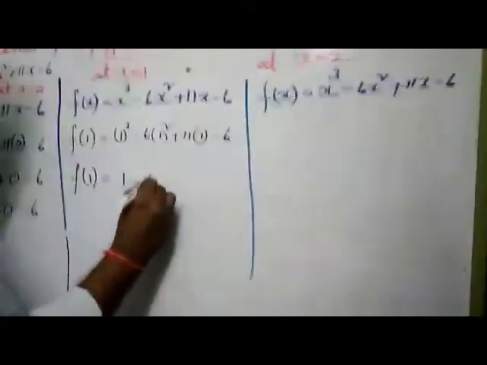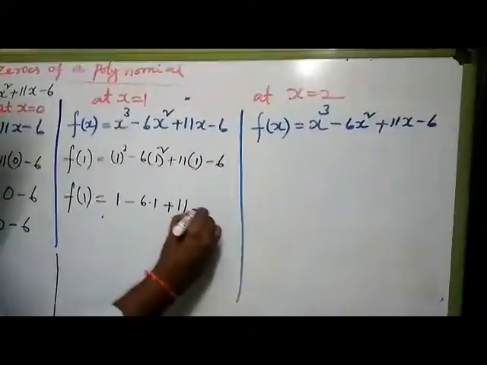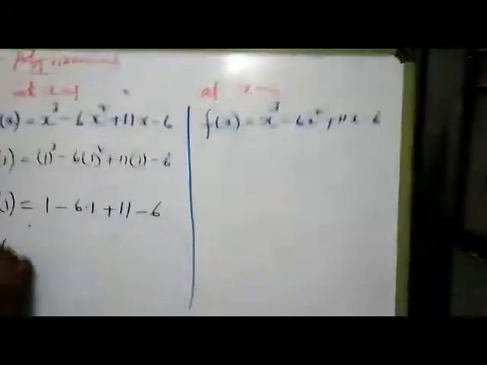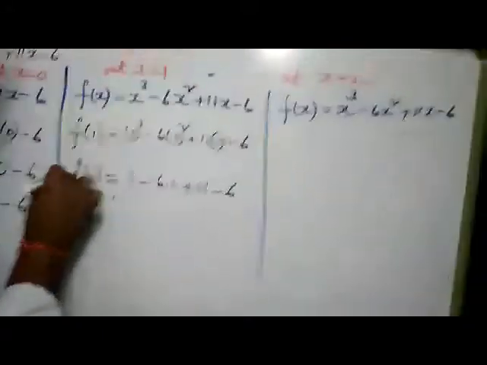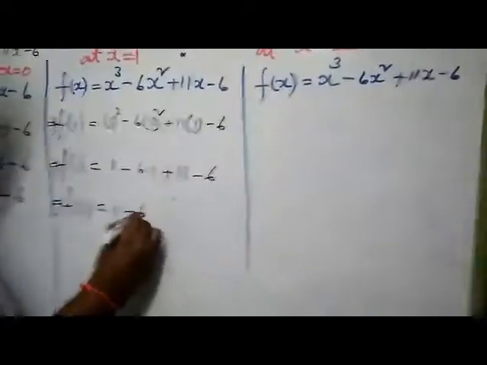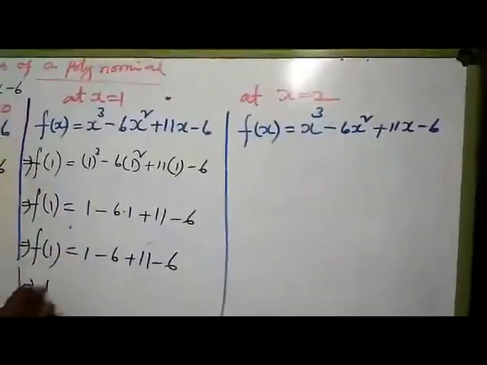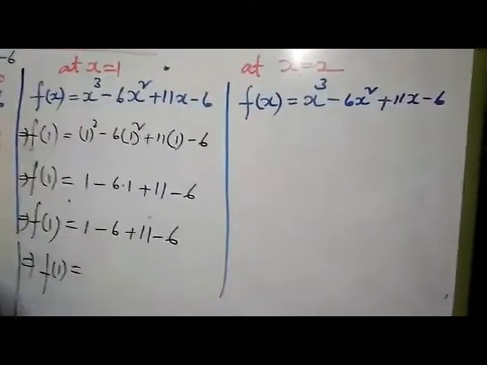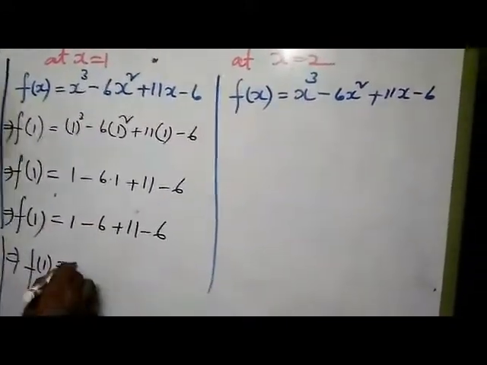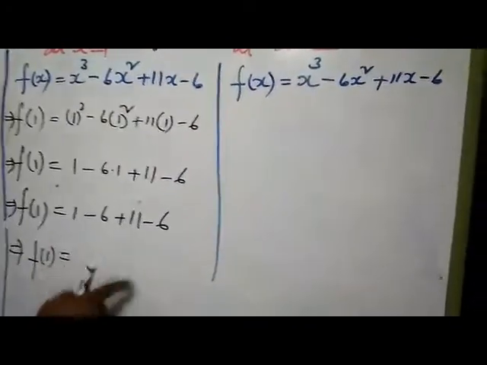6 into 1, 1 square value 1, plus 11 ones are 11, minus 6. That implies f of 1 is equal to 1, 6 ones are 6, plus 11, minus 6. That implies f of 1 is equal to 1 minus 6. Sorry, I'll simplify.